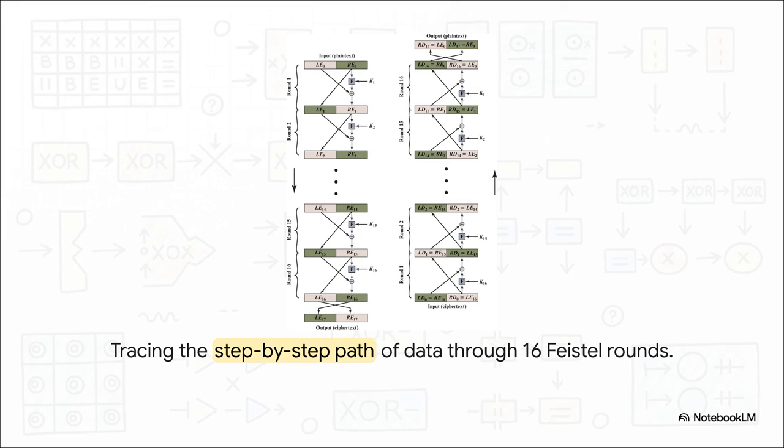You see the right half dropping straight down into that F box where it meets the first subkey. Then the result crosses over, hits our XOR operation, combines with the left half, and then, boom, they swap places for the next round. And the data just keeps traveling down, repeating this exact same dance over and over again.